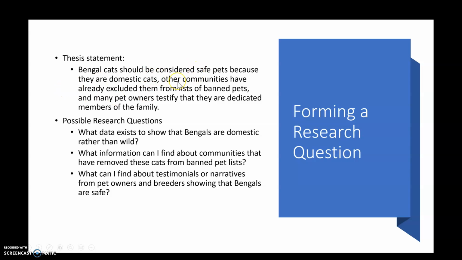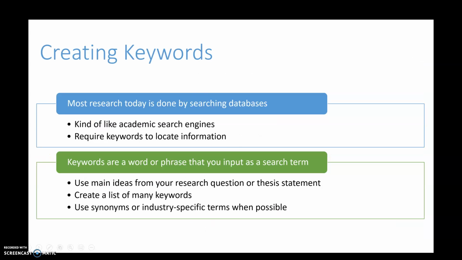So let's say my thesis statement is Bengal cats should be considered safe pets because they are domestic cats. Other communities have already removed them from lists of banned pets, and many pet owners testify that they are dedicated members of the family. So possible research questions might be, what data exists to show that Bengals are domestic rather than wild? What information can I find about communities that have removed these cats from banned pet lists? And what can I find about testimonials or narratives from pet owners and breeders showing that Bengals are safe? These are questions that might guide your research.